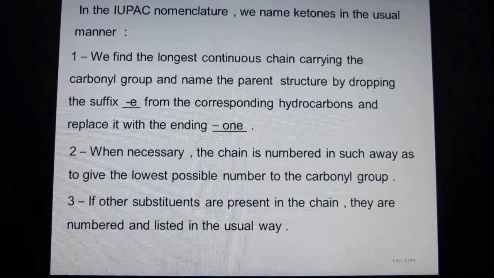When necessary, the chain is numbered in such a way as to give the lowest possible number to the carbonyl group. What does that mean? It means that when we want to number the chain, we must number from the side which gives the lowest number to the carbonyl group. If other substituents are present in the chain, they are numbered and listed in the usual way.